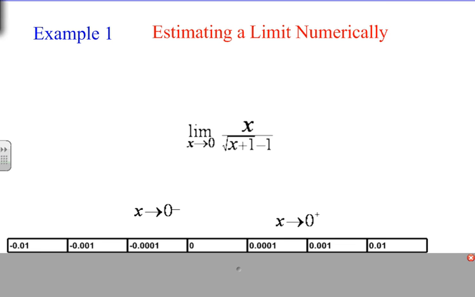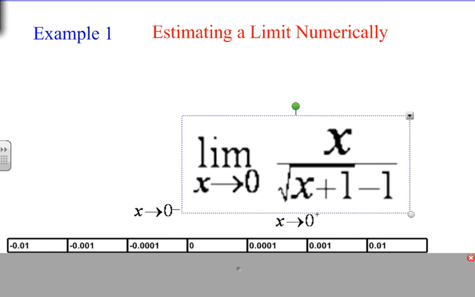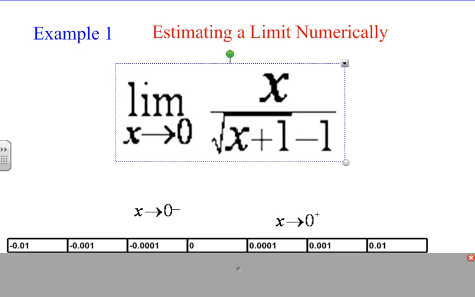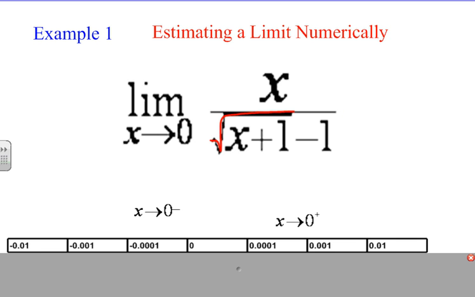All right, welcome back. I went through my other tutorial of how to find a limit, how to use the definition of limits, and how to find a limit using algebra, numerically using a table, and also graphically. I'm going to do the same thing with another example. What I have here is a limit where it's going to be x over the square root of x plus 1, minus 1.